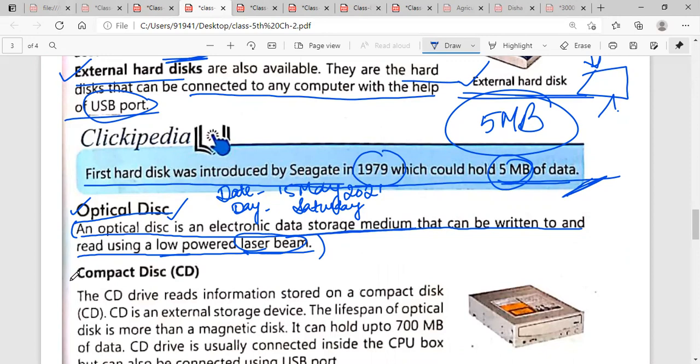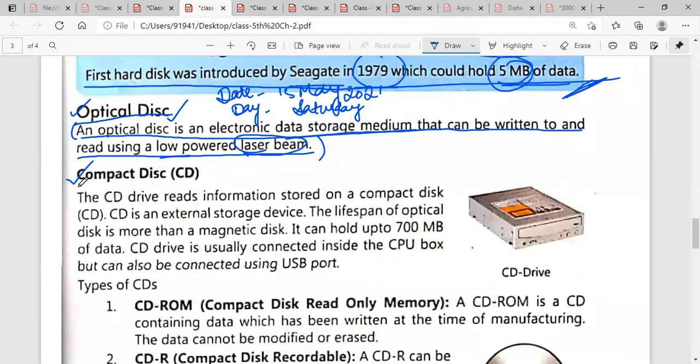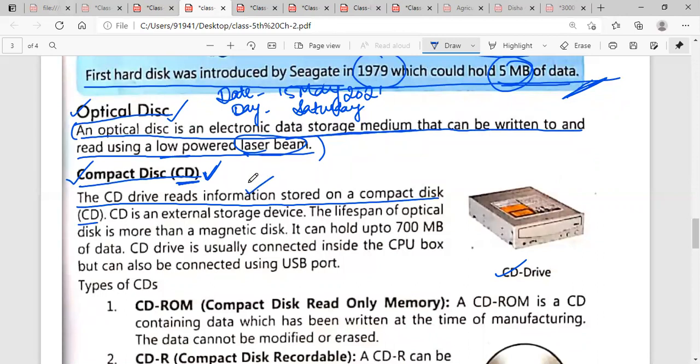Now the example of an optical disc is the compact disc. What is the full form of CD? Underline this. You have to learn the full forms very carefully. The full form of CD is compact disc. You can see here, this is your CD. CD drives read information stored on a compact disc. Underline the first line. What is the function of a CD drive? It will read the information on the CD. You can only read information. CD is an external storage device.